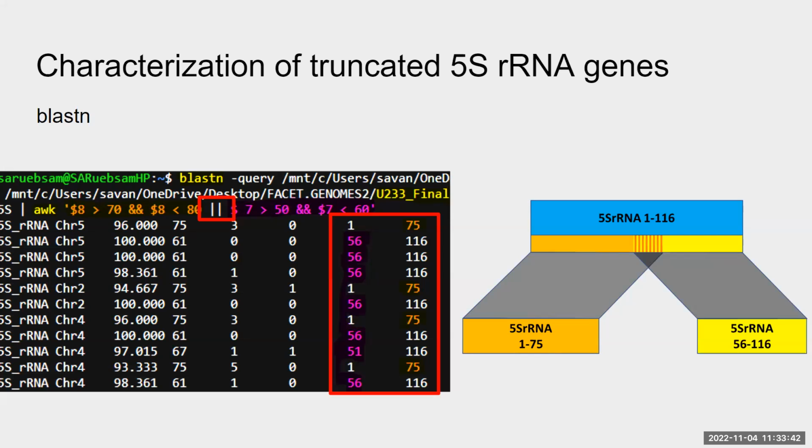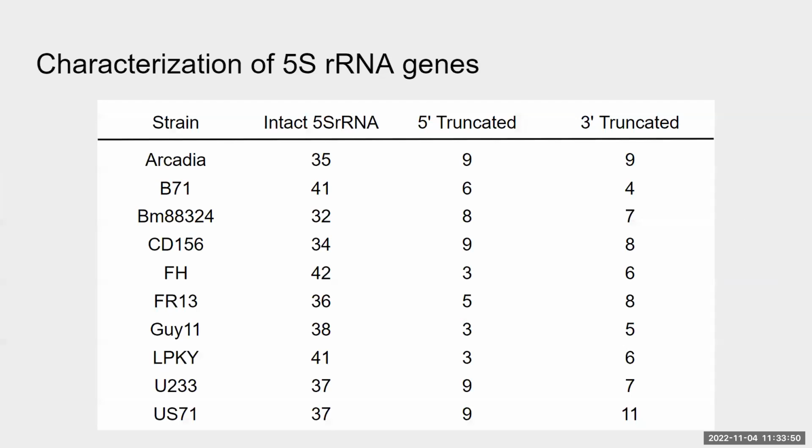And again, this is what we're looking at. Every time we found the 1 to 75, we have this half, and every time we found the 56 to 116, we're looking at that half on the far end. After doing this in every genome, 10, we found tons of the intact 1 to 116s. 5' truncated corresponds to the 1 to 75s, and the 3' truncated corresponds to the 56 to 116s. And you can see those numbers tend to be pretty even in the results.